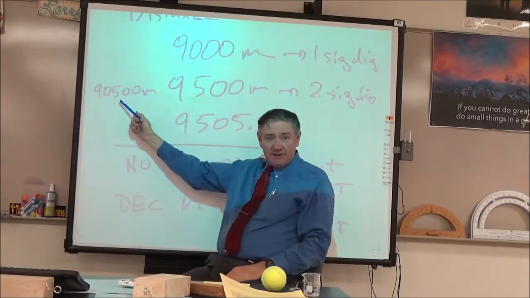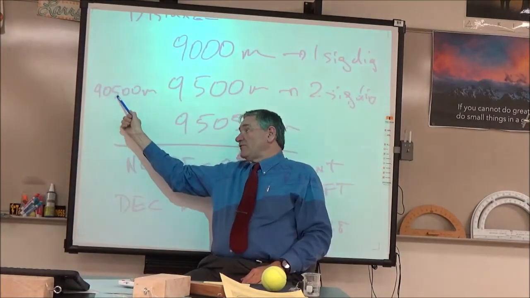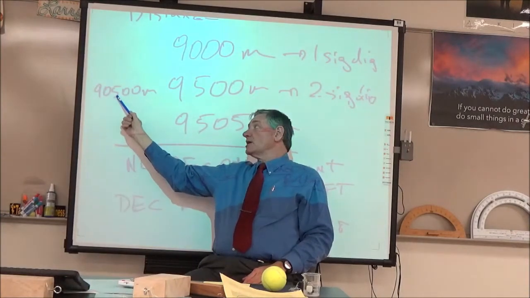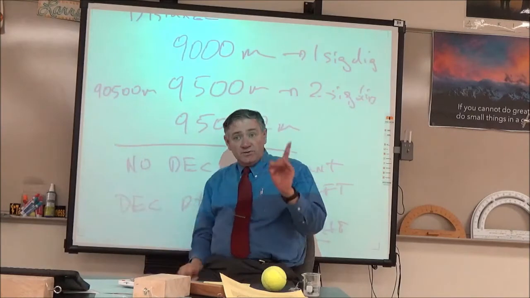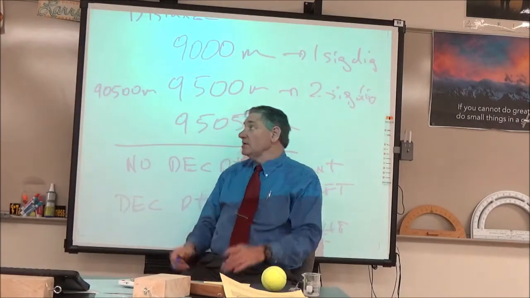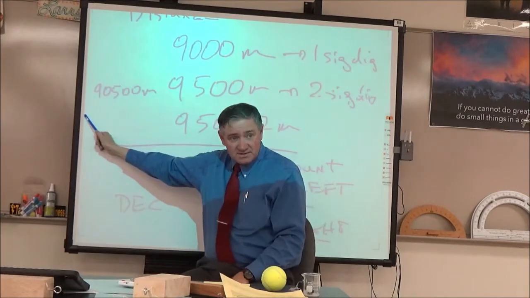So here's the same process. There's not a decimal place. You find the first non-zero digit, and you count everything to the left. So this would have 3 significant figures, okay? So this has 1, this has 2, this has 3.